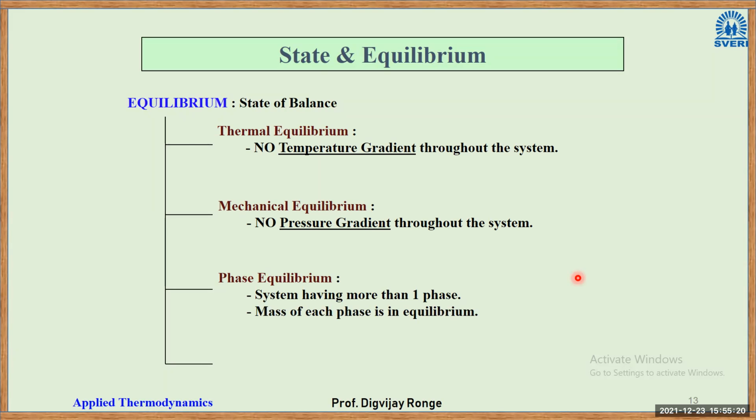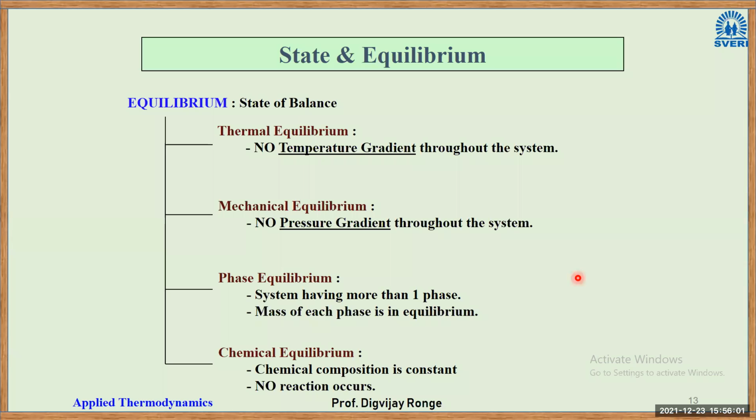Phase equilibrium: system having more than one phase. Phase generally means there are three phases: solid, liquid, and gas. If you take the example of water, the solid phase is ice, the liquid phase is water, and the gaseous phase is steam. So let us say at 100 degrees Celsius, when water starts boiling, we can see there is steam also, there is water also. We can say that it is under phase equilibrium. So, system having more than one phase, with mass of each phase in equilibrium.